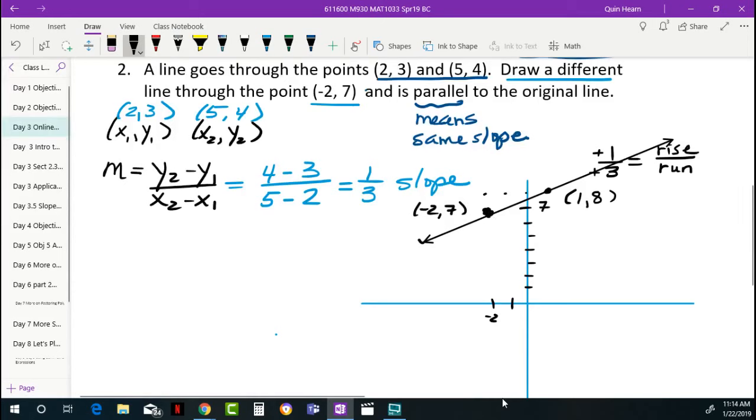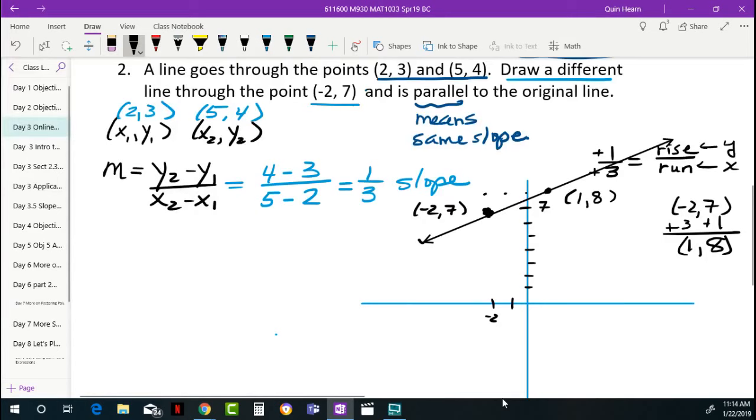Well, close enough. All right, so here's my line. By the way, if you have trouble finding the coordinates of the new point using the graph, remember rise is a change in the y value and run is a change in the x. So you can always take your starting point, which in this case was -2, 7, and add 1 to the y and add 3 to the x, and you'd still come up with the point 1, 8.